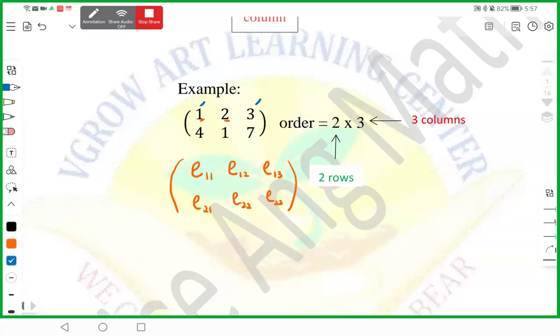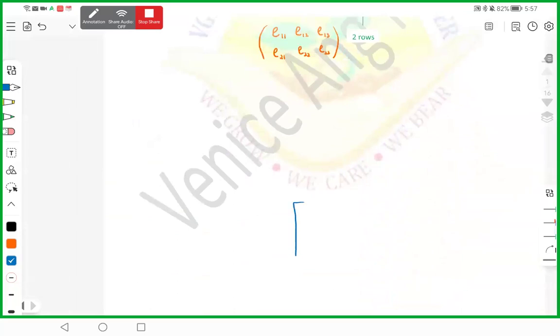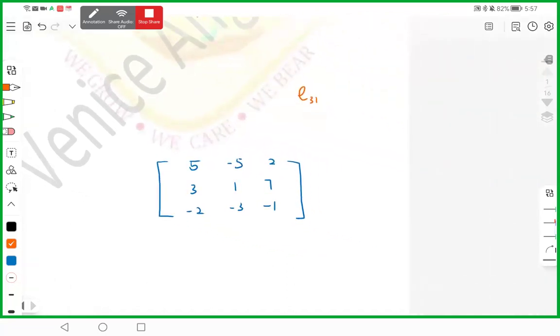Okay, why don't we try this? The elements are 5, -5, 2, 3, 1, 7, -2, -3, and -1. Can you tell me which digit is situated at E31? E31 means third row, first column. It is -2, correct.